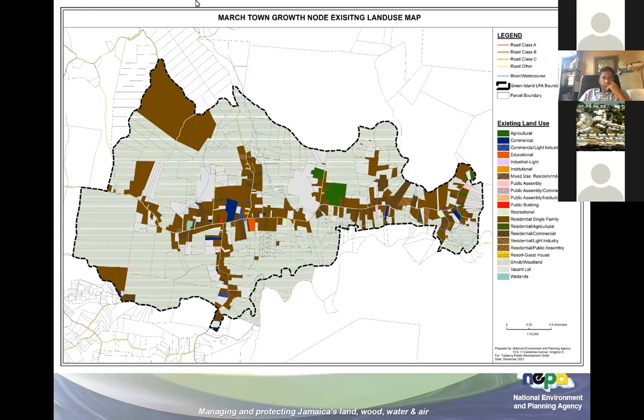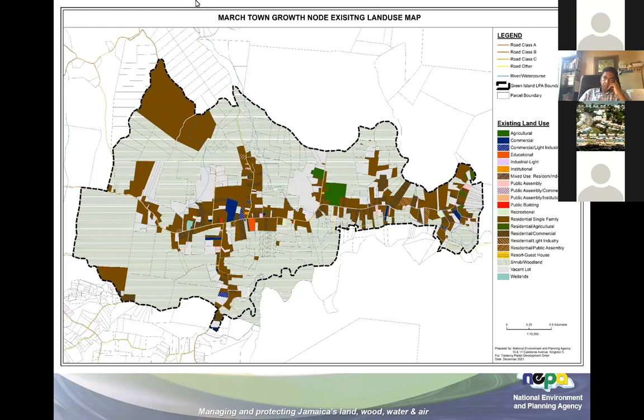So one of the recommendations coming out of that delineation study is to restrict large-scale housing developments within the Marchtown area and to allow for those developments to take place within the Orange Bay local planning area, where there's projected to be greater access to services, etc.